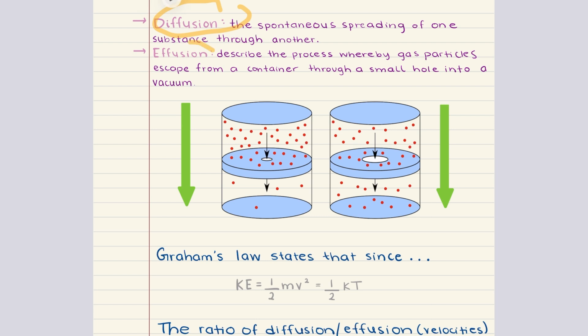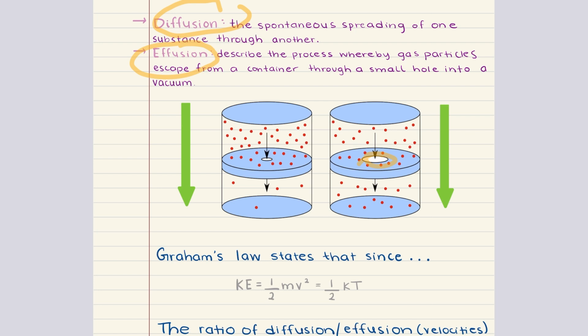Effusion, on the other hand, describes the movement of gas particles through a small hole or narrow opening without collisions between molecules. So unlike diffusion, which involves molecules interacting with each other as they spread, effusion occurs when individual gas molecules pass through a tiny hole in a barrier without bouncing off of one another. And this can be observed in a vacuum chamber where a gas slowly escapes through a small pinhole without external forces pushing it out.